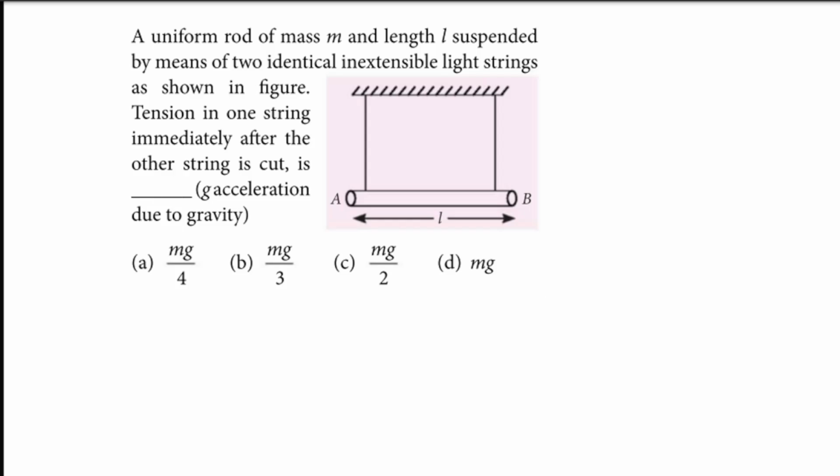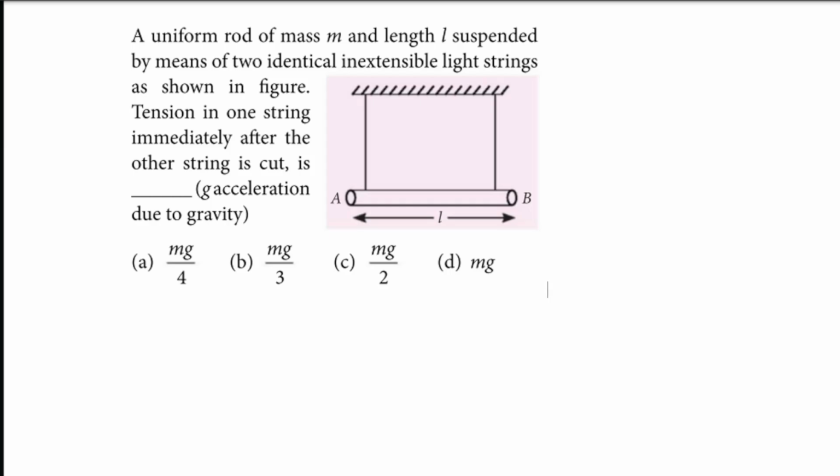Hello everyone. Today we will be discussing a really interesting question from JEE Mains PYQs. A uniform rod of mass m and length L suspended by means of two identical inextensible light strings, as shown in figure. Tension in one string immediately after the other is cut is. So you have to find the tension.